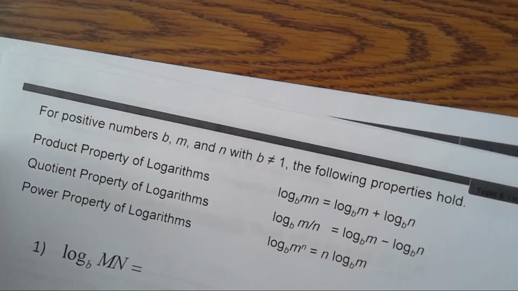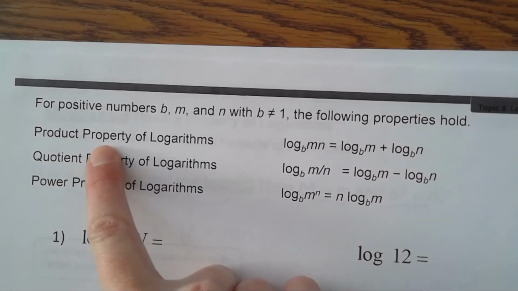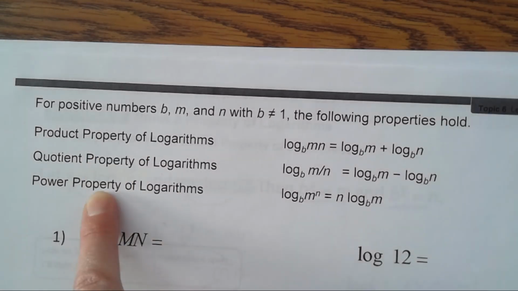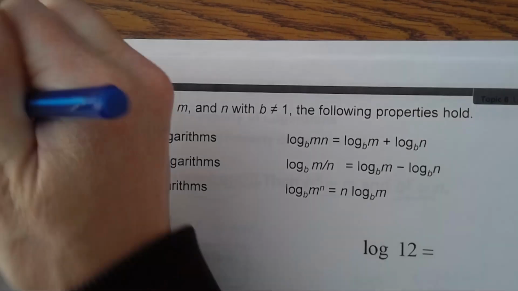So here are all your properties. These are the ones that you should be writing down. So product property, quotient property, and power property. Okay, so these are the three to start.